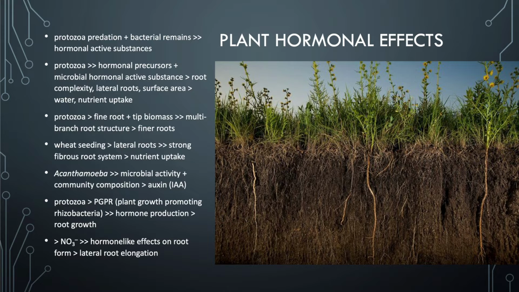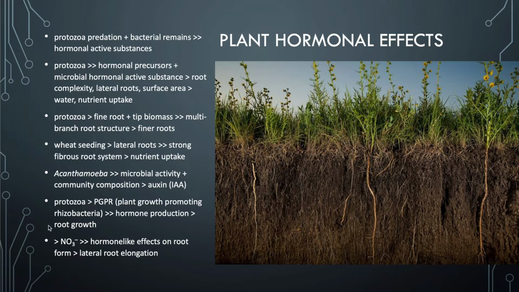A genus of amoebae called Acanthamoeba influences microbial activity and community composition, and therefore increases auxin production, also known as indoleacetic acid, which is a plant growth stimulating hormone. Protozoa also increase plant growth promoting rhizobacteria, which we have covered in our unit on bacteria, and this leads to the production of hormones and an increase in root growth.